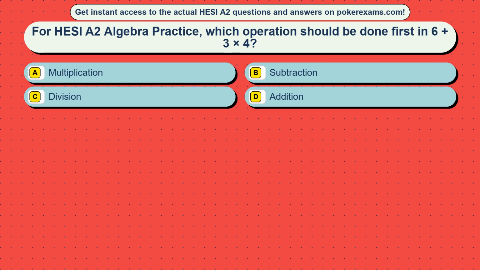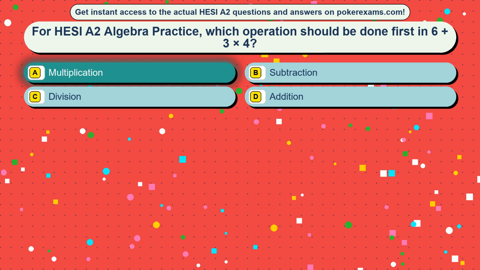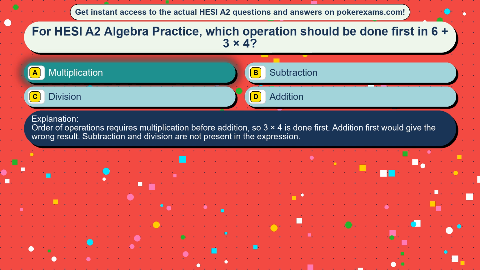Question 2. For HESI A2 algebra practice, which operation should be done first in 6 plus 3 × 4? Option A. Multiplication. Option B. Subtraction. Option C. Division. Option D. Addition. The correct answer is option A. Multiplication. Order of operations requires multiplication before addition, so 3 × 4 is done first. Addition first would give the wrong result. Subtraction and division are not present in the expression.